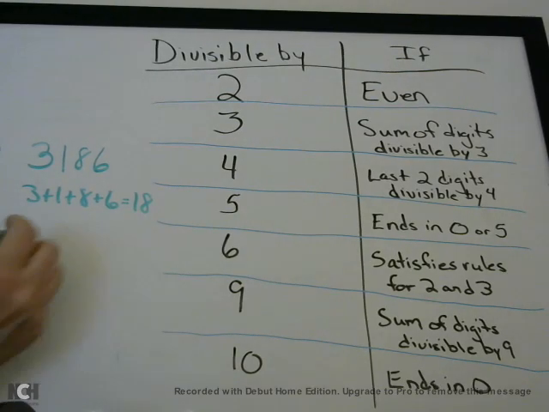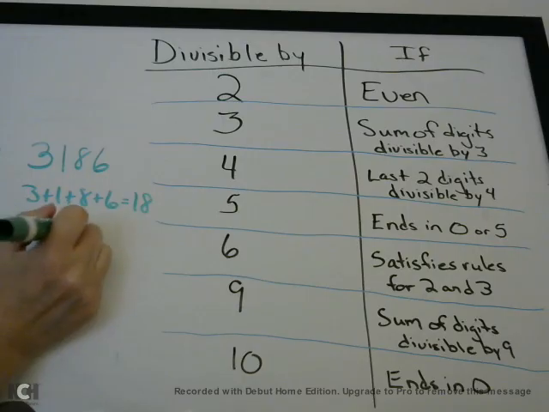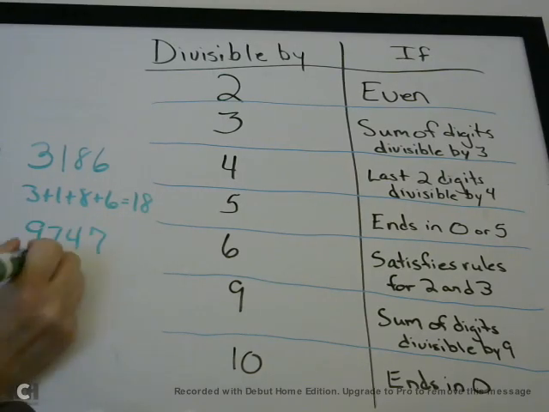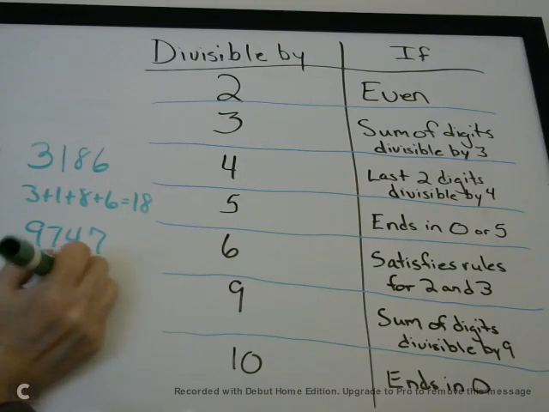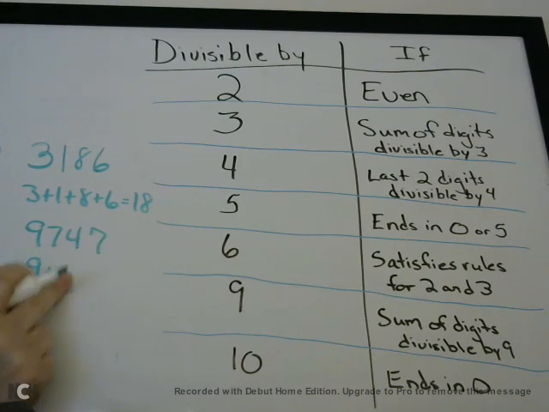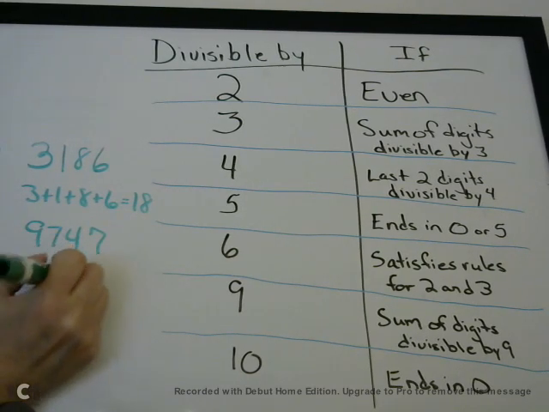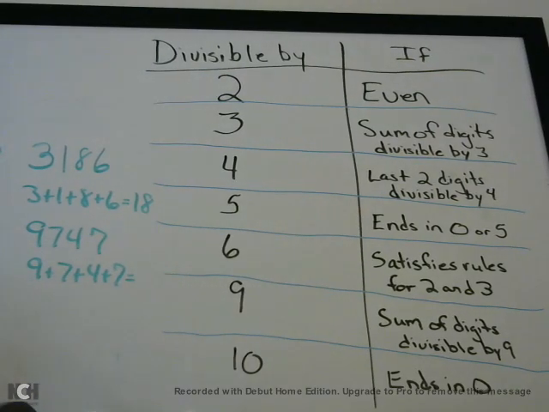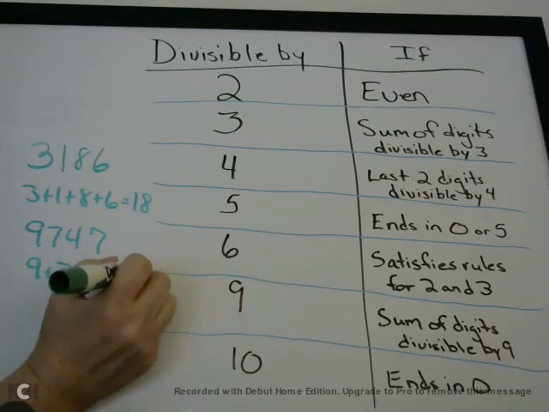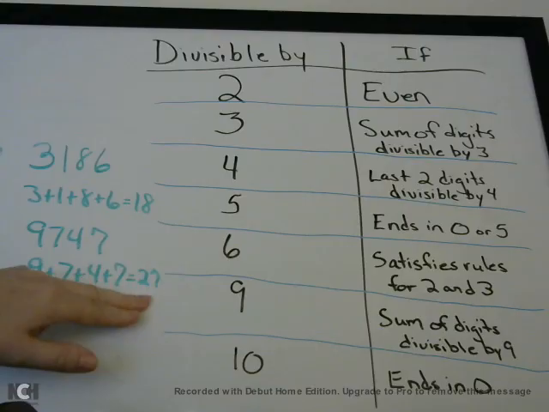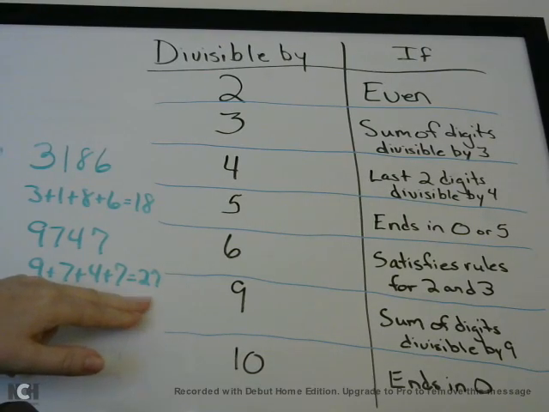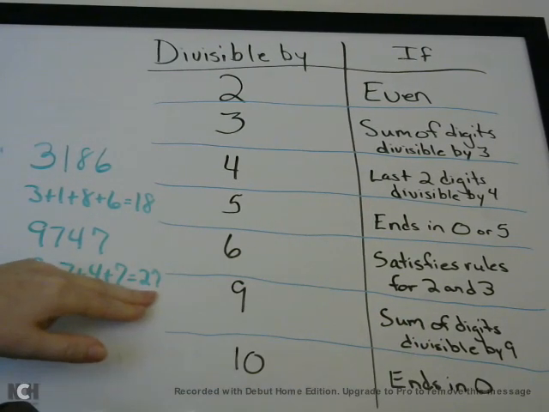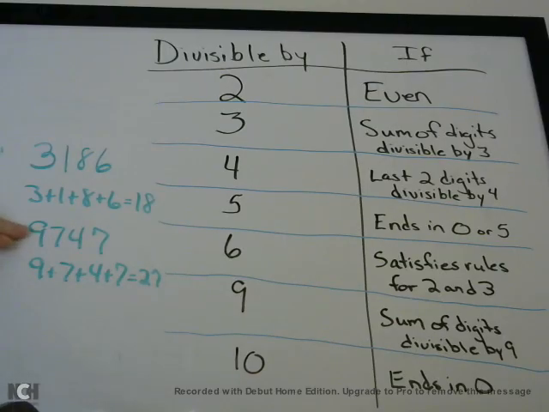Another example would be 9, 7, 4, 7. You add the sum of the digits, 9 plus 7 plus 4 plus 7, and that equals 27. And we know that 27 is divisible by 9 because 27 divided by 9 is 3, so we know that this number is also divisible by 9.